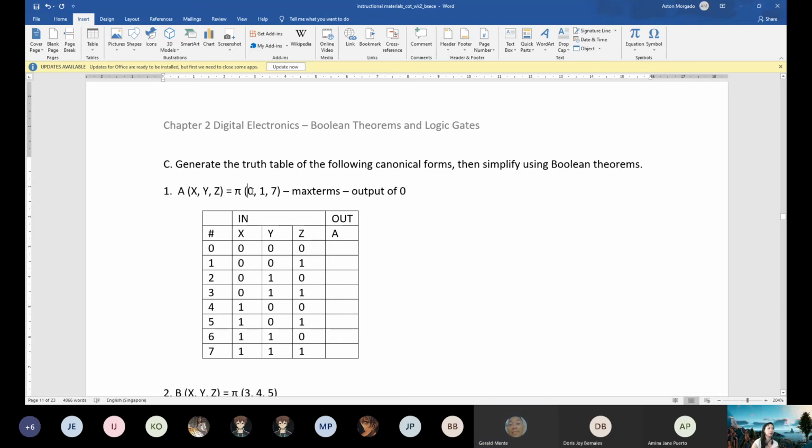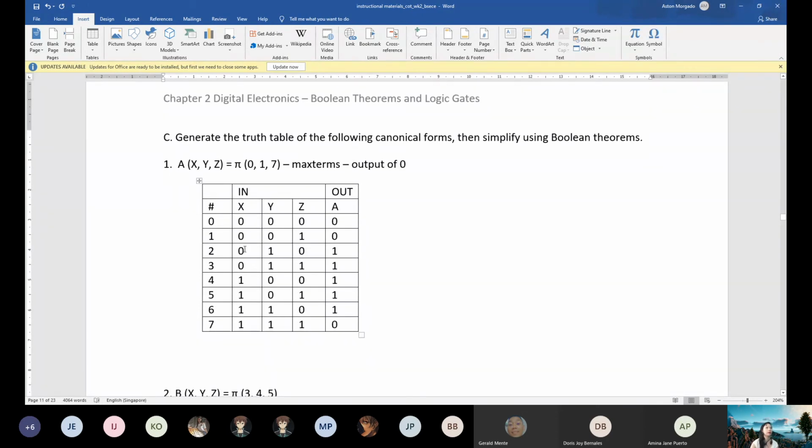So we shall have an output of 0 for these Maxterms numbers. For Maxterm 0 we have 0, Maxterm 1 we have 0, and Maxterm 7 we have 0. The rest are 1. It says here simplify. So how do we simplify? You may use Maxterms or Minterms. Let's try to use Maxterms here for A.